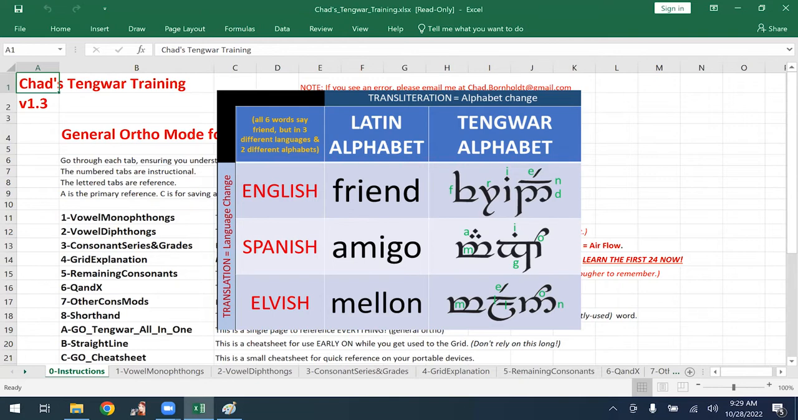But you could also take all three of those words, and instead of using the Latin or Roman alphabet, which we are all very used to, you could swap over and use the Tengwar or Elvish alphabet, the Fëanorian alphabet. Basically, you would write friend using the Elvish alphabet. You could write amigo using the Elvish alphabet. You could write melon using the Elvish alphabet. And so transliterating would be using the other letters.